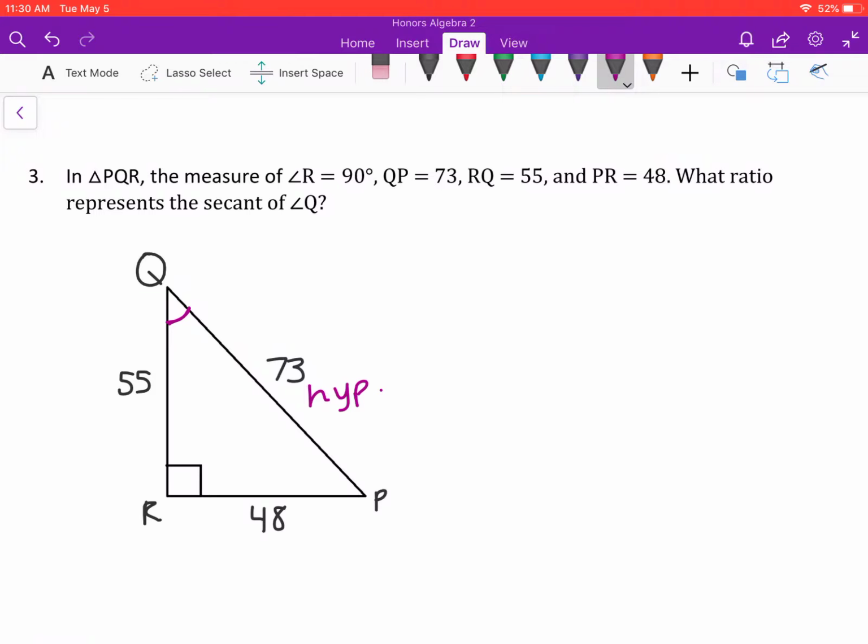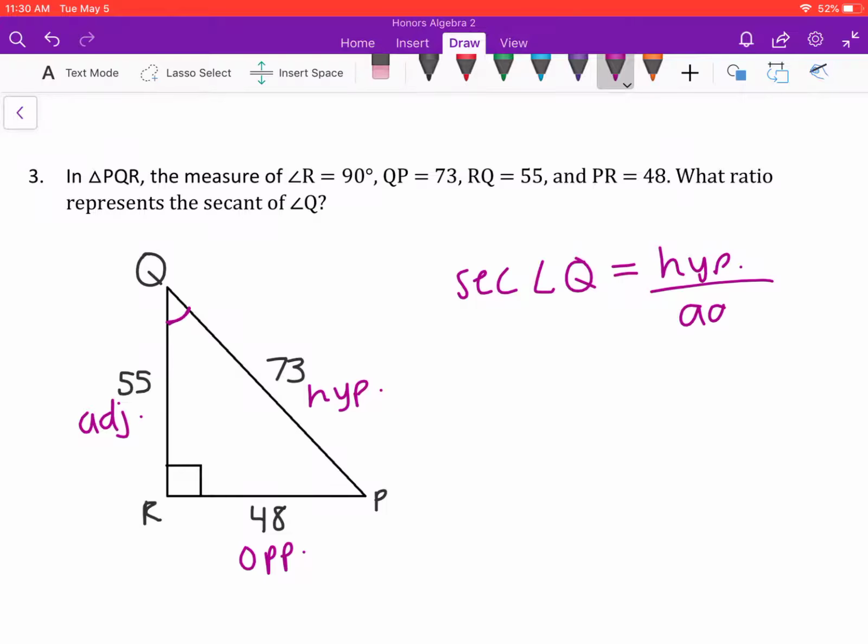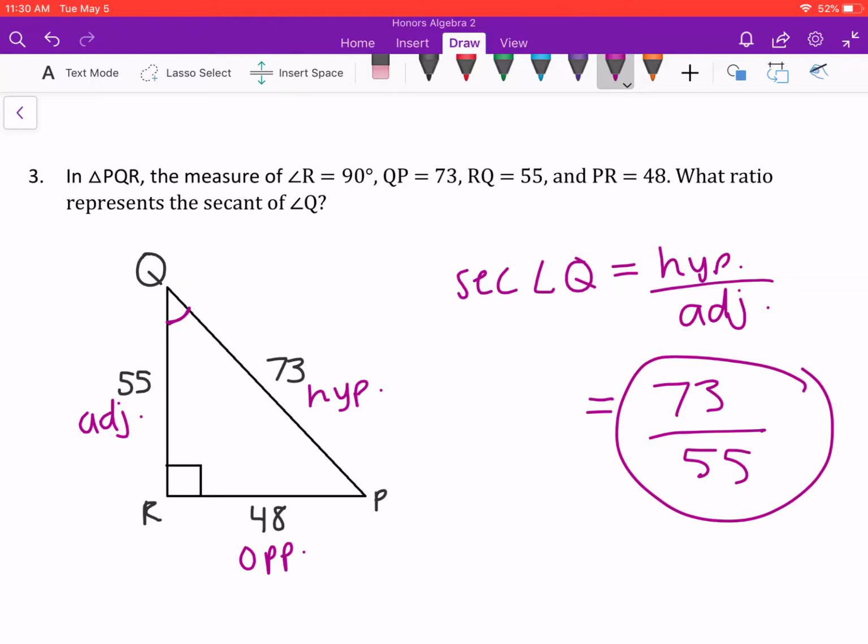Got to start by labeling all our sides. We've already labeled our hypotenuse. 48 is the side that's across from angle Q, so that's our opposite. And so 55 has to be our adjacent. And we're looking for the secant of angle Q. We define secant as hypotenuse over adjacent. So our hypotenuse is 73, our adjacent is 55. We can't reduce that fraction at all. So the secant of angle Q is represented by 73 over 55.